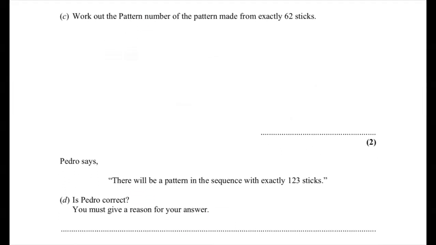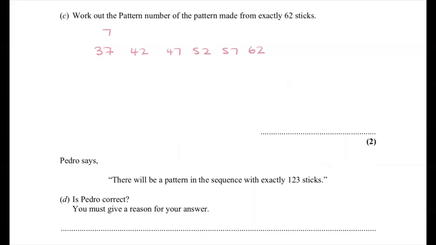Now we've got to work out the pattern that uses exactly 62 sticks. Now, there are a couple of ways of doing this, but honestly, if you think about what we've just done in the last part, we've worked out that pattern number 7 used 37. Now, that was growing fairly quickly. 62 isn't too far away, so it probably makes sense to just keep going. So the next one would have been 42, then 47, 52, 57, and then 62. So we've got our match of sticks. That was 8, 9, 10, 11, 12. So the answer is 12.